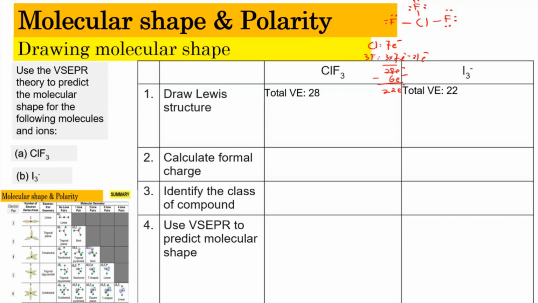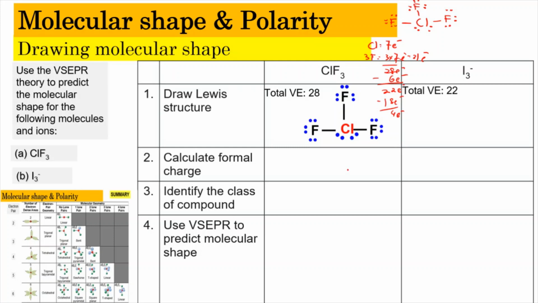1, 2, 3, 4, 5, 6. So we have used up 6, 12, 18. So we're going to have 4 electrons left. So the 4 electrons can be filled into the center, 1, 2, and 1 and 2 here. Okay, so the structure that you're going to get is going to be something like this.